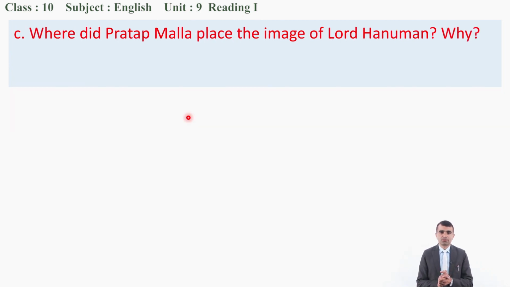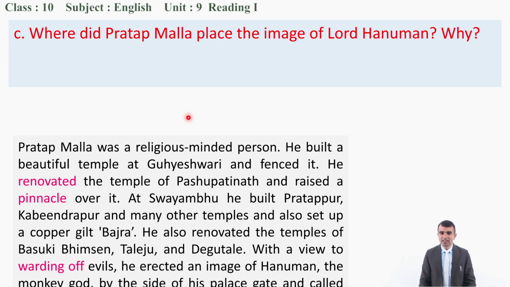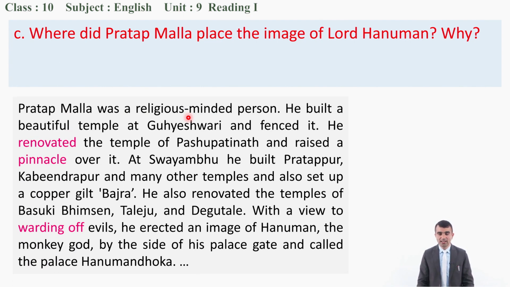Question C. Where did Pratap Malla place the image of Lord Hanuman and why? Can you find it? Good, it's easy, isn't it? Now you can see here. Where can you find the answer? Well, it's here. And the reason is also given here, isn't it? With a view to warding off evils, he erected an image of Hanuman, the monkey god, by the side of his palace gate.